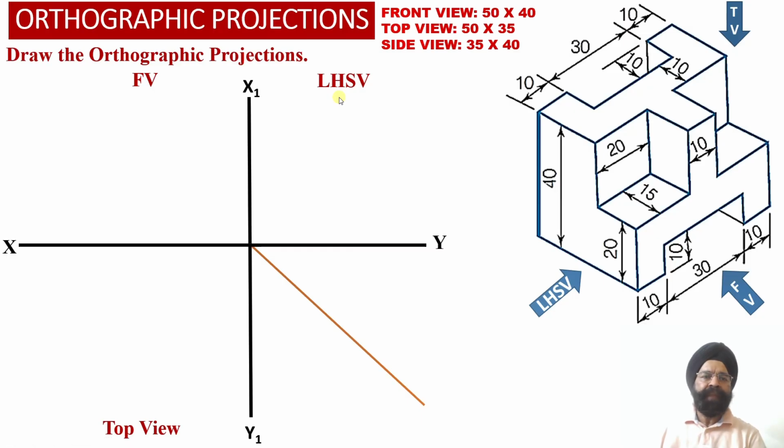projection view over here. Since we are going to obtain the orthographic projections of the solid using the first angle projection method, the front view orthographic projection will be obtained above the XY reference line. The top view orthographic projection of the solid will be obtained below the XY reference line, while the left hand side view orthographic projection of the solid will be obtained on the right hand side of the front view projection, above the XY reference line.